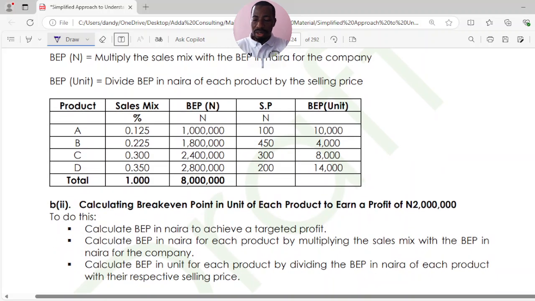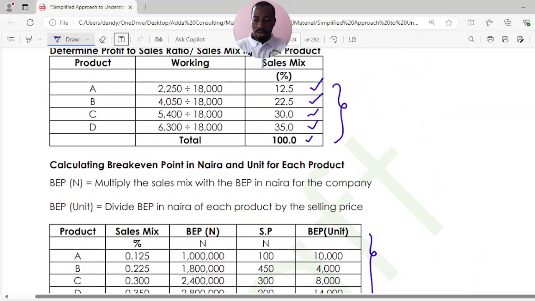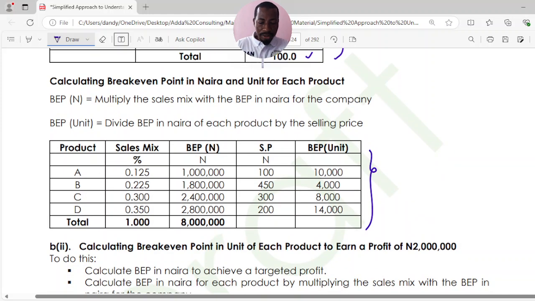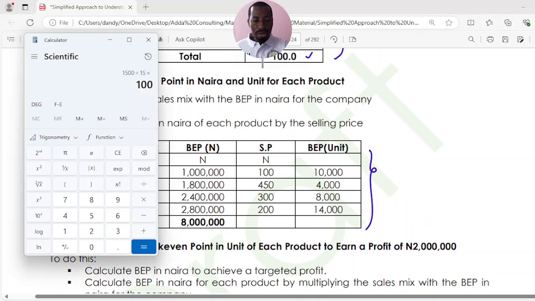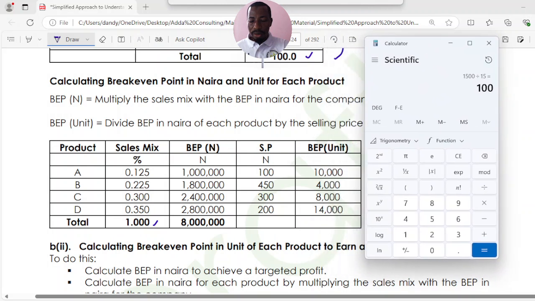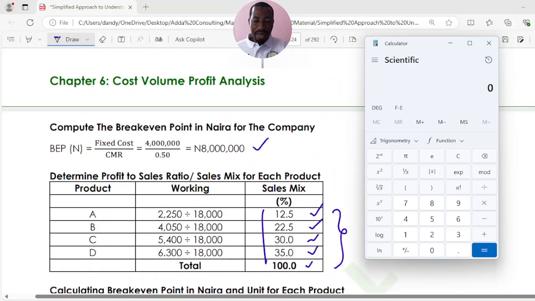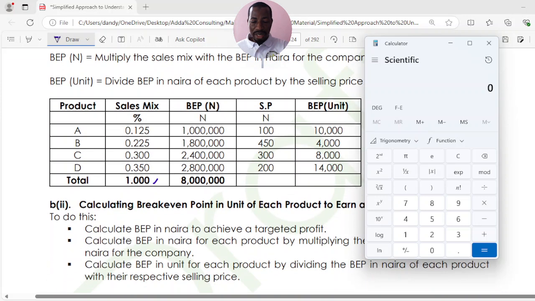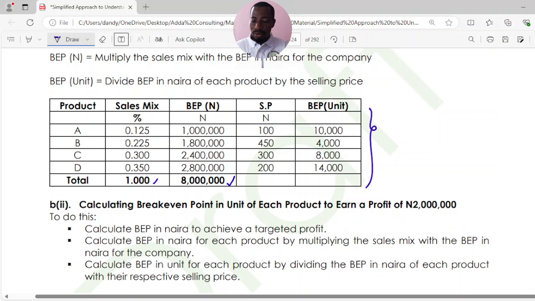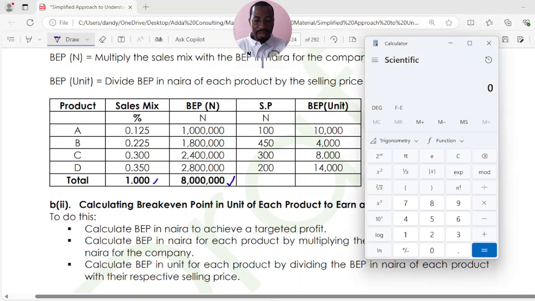So this is what we did in the table. By this, of course, we've already determined the sales mix. The sales mix is what you have here, all the sales mix. So you come and put it there. Of course, everything must be equal to 1. Therefore, the first thing you are going to do is to pick the break-even point in naira of 8 million. So that's the first thing that you are going to put here. The 8 million naira is what you are going to put there. So after that, you then say 0.125 multiplied by 8 million.